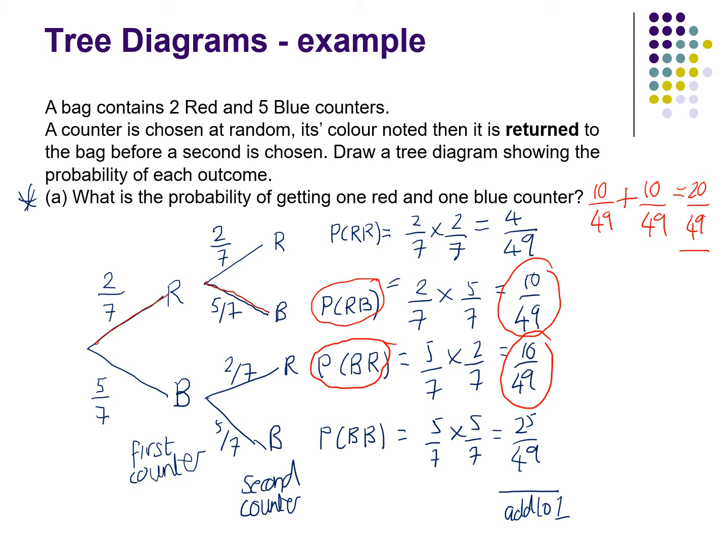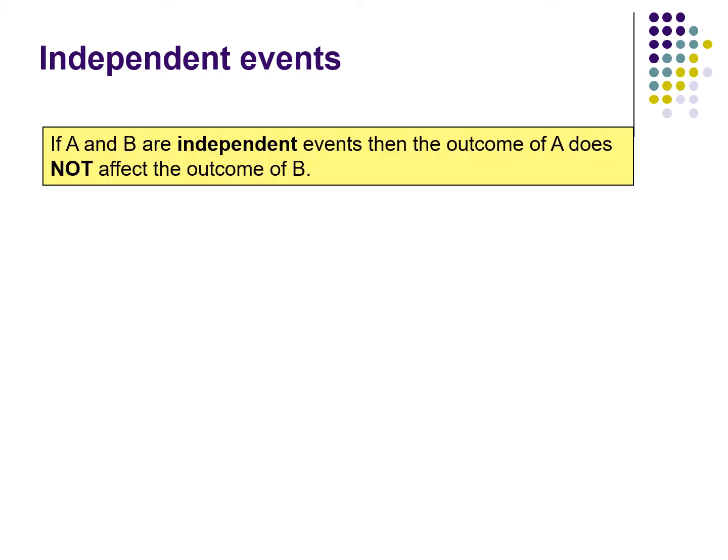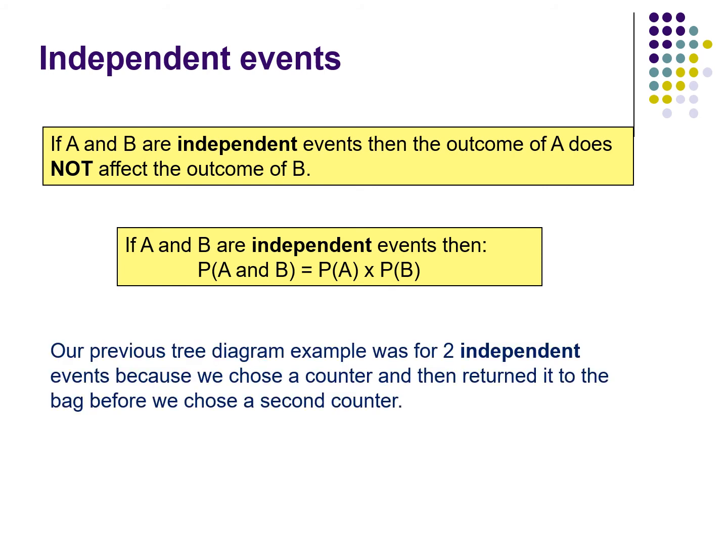Okay, let's talk about independent events then. Do you know what independent events are? Maybe, maybe not. Okay, you need to write this down. If A and B are independent events, then the outcome of A does not affect the outcome of B. So if A and B are independent, then the probability of A and B should be the probability of A times the probability of B. Now let's have a look at the previous tree diagram that we drew.